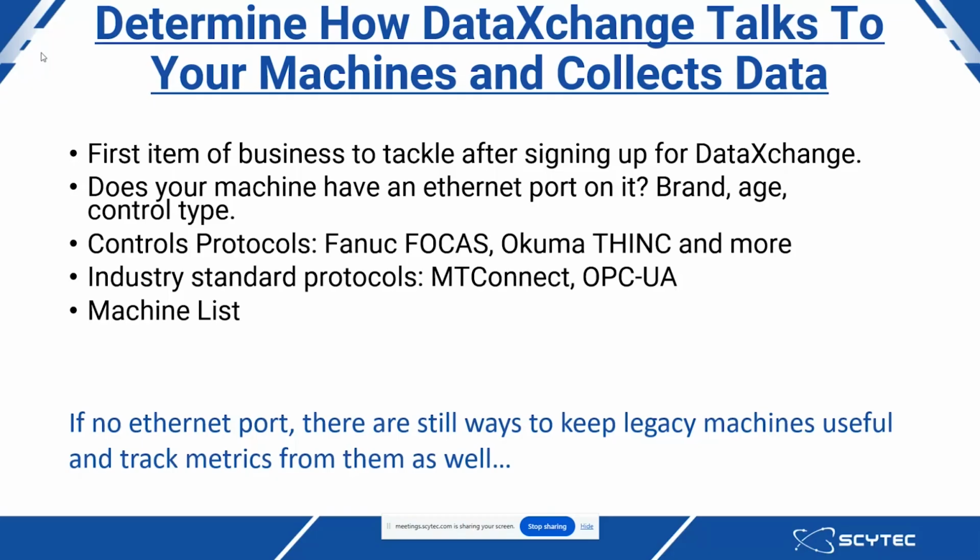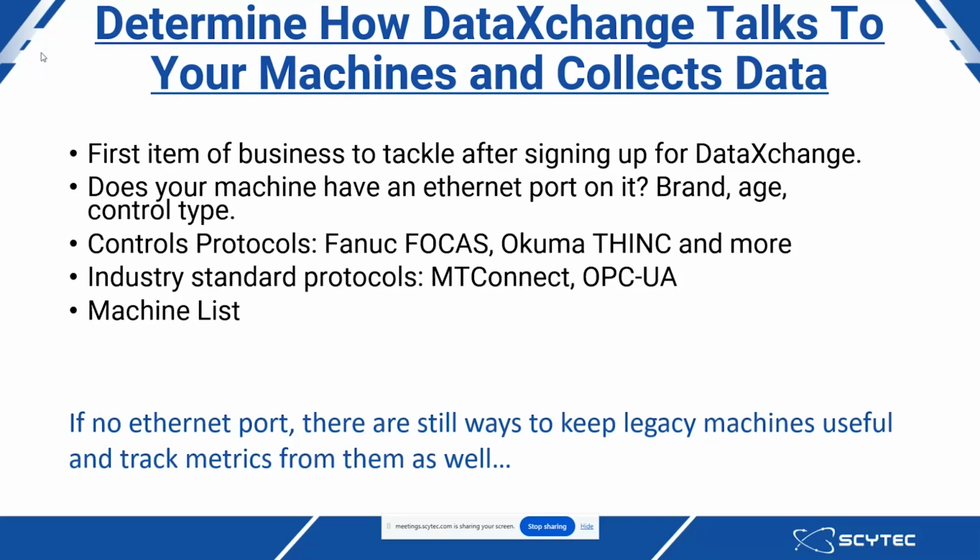So when you're ready to sign up for Scytec DataXchange, one of the things we ask for is a machine list, in an Excel document where you type out the machines that you have, their control types, how old they are, etc. And then the professionals at Scytec can determine how we will connect to those machines.